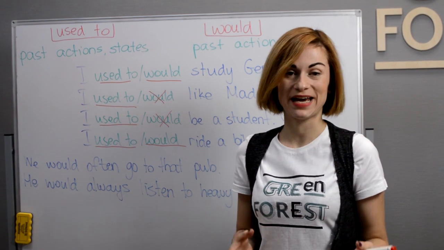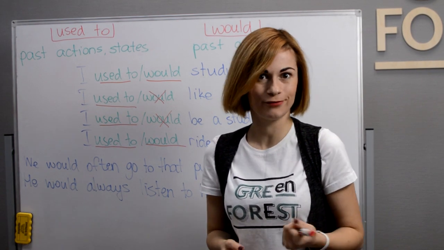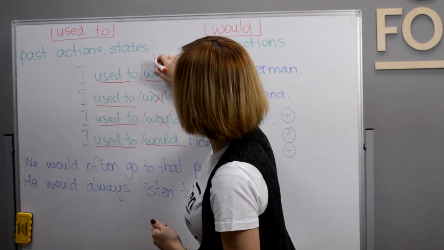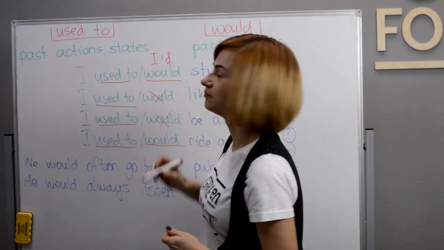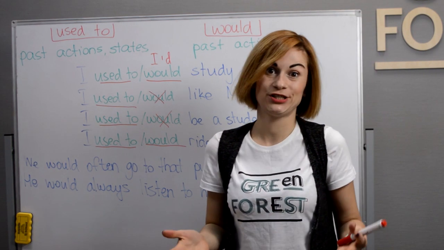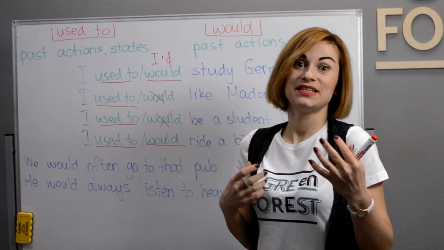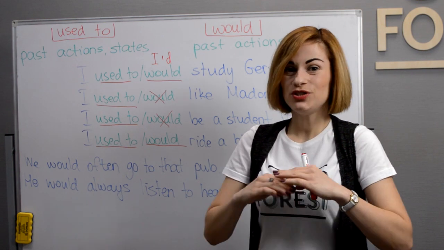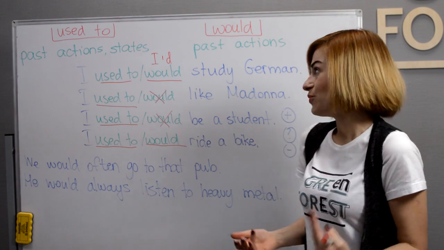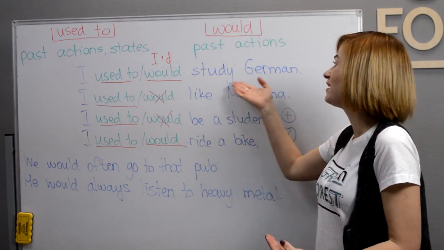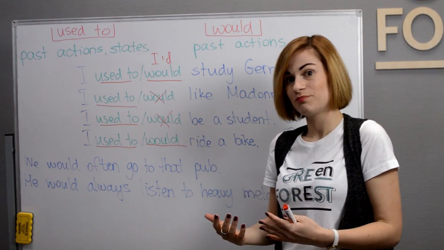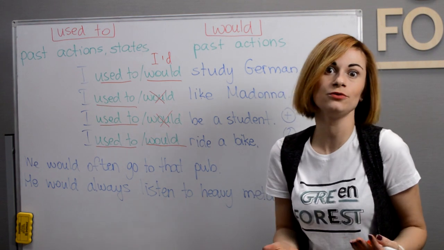The word would has a short form, d. For example, I would, we can say I'd, or he would, he'd, or she would, she'd, and so on. But the trick is about would that we don't use it in negative or in question form. So, if we have a sentence, I would study German, and you want to make a question, you don't use would, but you use our old phrase, used to.